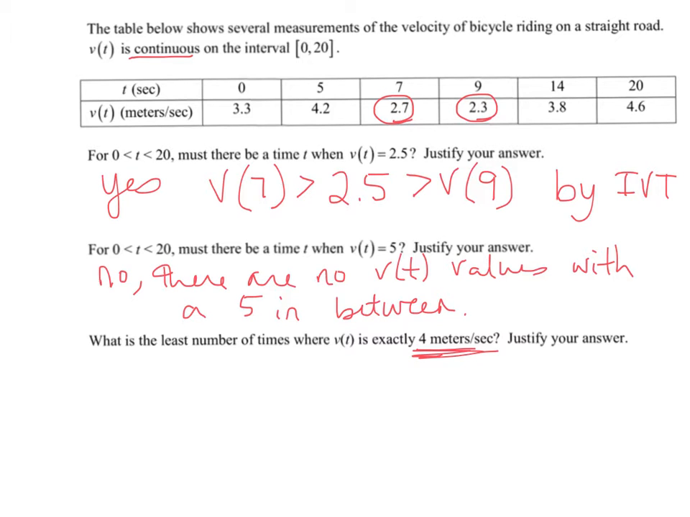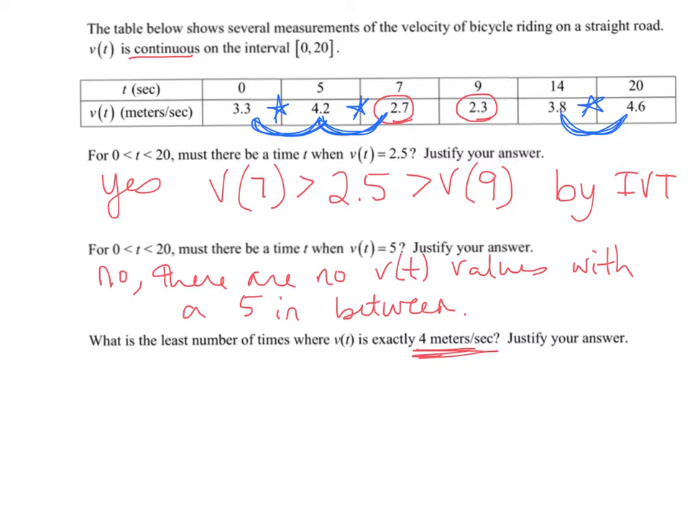Well, I would say right here it happens once, okay? And then from 4.2 down to 2.7, it's going to happen again. 2.7 to 2.3, no. 2.3 to 3.8, no. 3.8 to 4.6, yes. So I would definitely say that there are 3 places where 4 fits in between the two outputs in the different intervals.